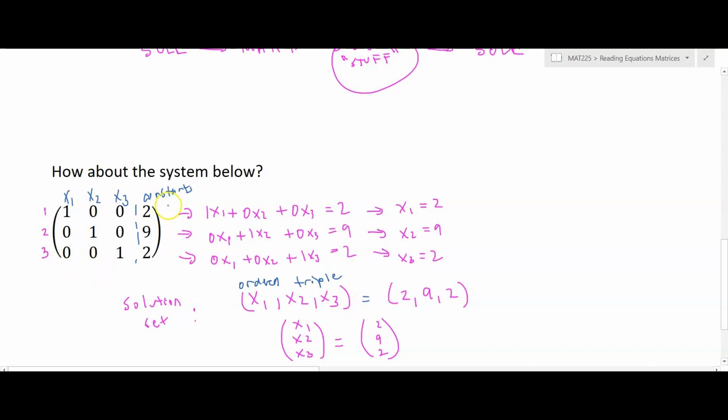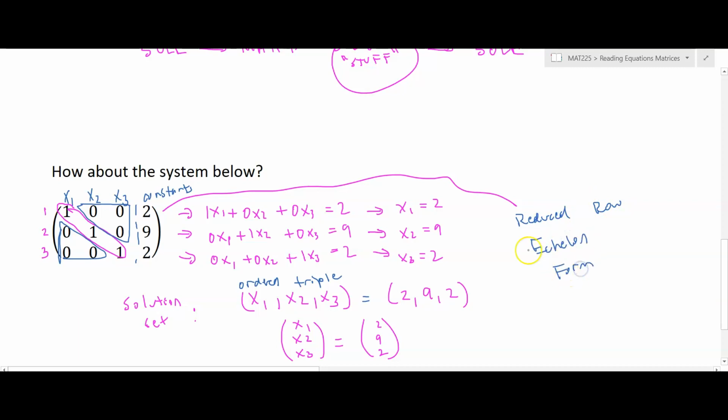This system here, the form that this has, this 1, 0, 0, 0, 1, 0, and 0, 0, 1, and only ones along the diagonal, and then we see zeros everywhere else. This is called reduced row echelon form. And that's something we'll learn to obtain, because if we can get a system into this form, then we have effectively solved it. This is called reduced row echelon form. A lot more on this to come.